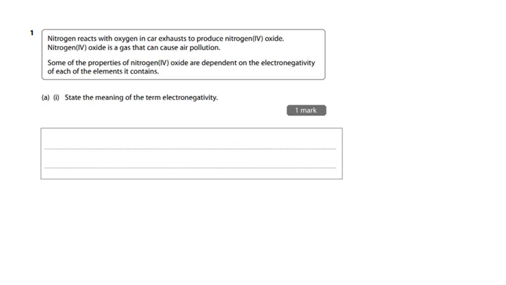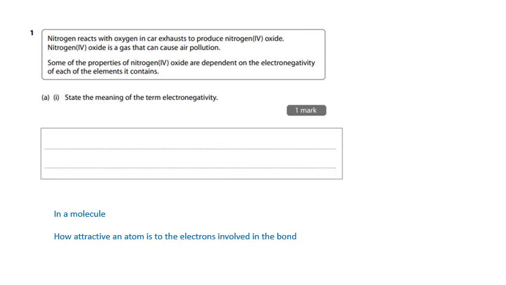Nitrogen reacts with oxygen in car exhaust to produce nitrogen(IV) oxide. Nitrogen(IV) oxide is a gas that can cause air pollution. Some of the properties of nitrogen(IV) oxide are dependent on the electronegativity of each of the elements it contains. State the meaning of the term electronegativity. After all of that waffle, what does electronegativity mean? Well, there you go: in a molecule, how attractive an atom is to the electrons involved in the bond.